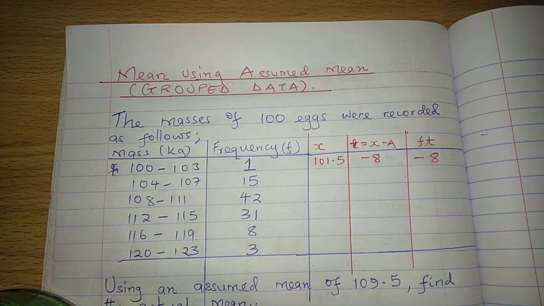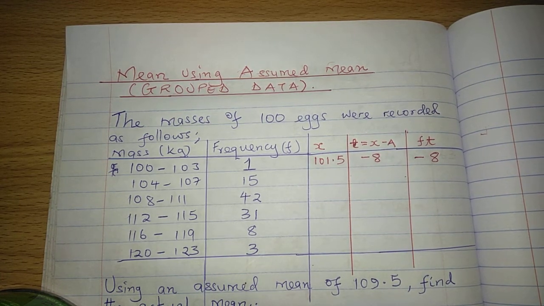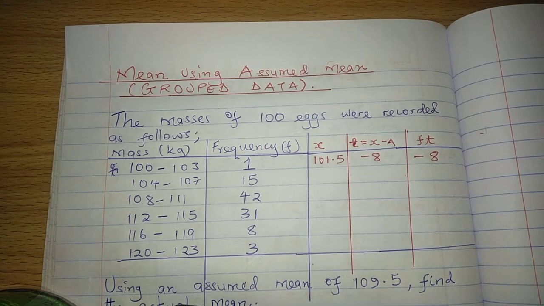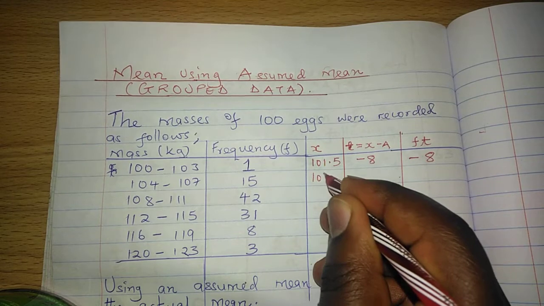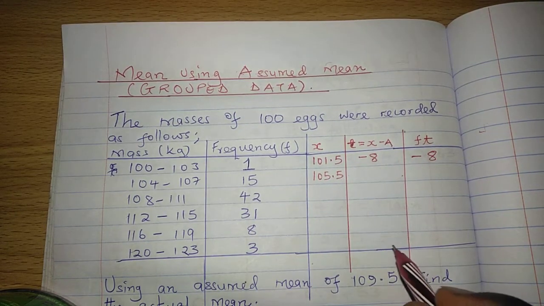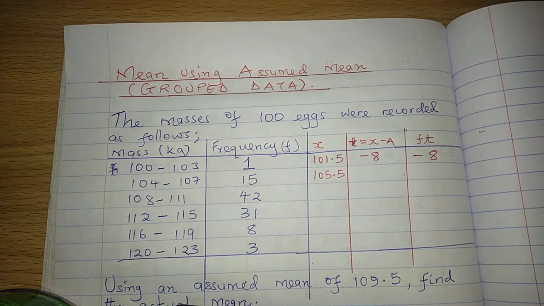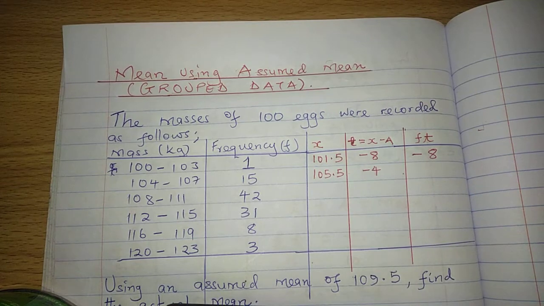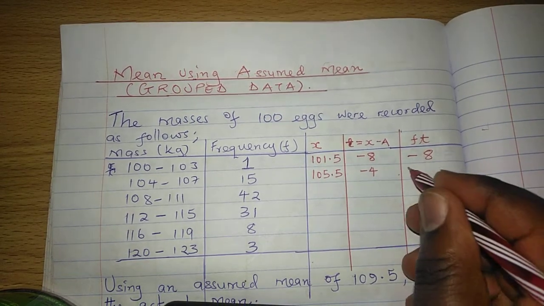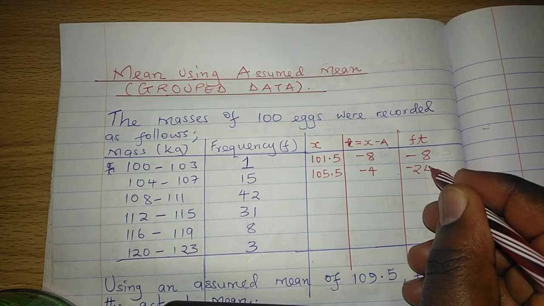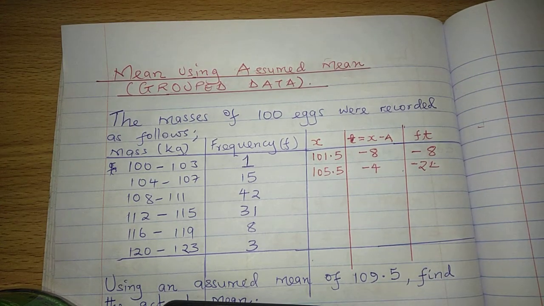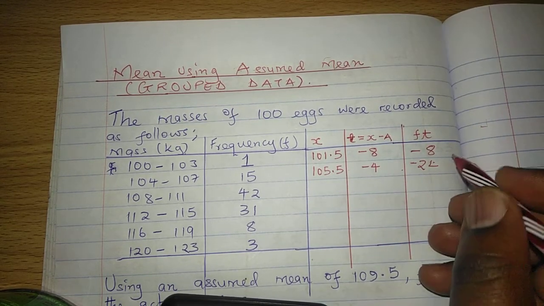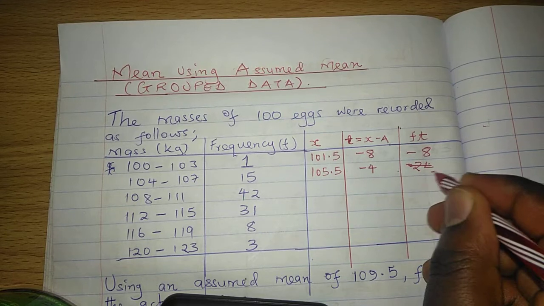The next class is 104 and 107. When divided by 2, the class will take us to 105.5 as the midpoint of the class. And when we subtract 109.5, the assumed mean, we will get -4. When -4 is multiplied with 60, we get -240. We are multiplying -4 and 15. This gives us -60. Sorry for that, -60.